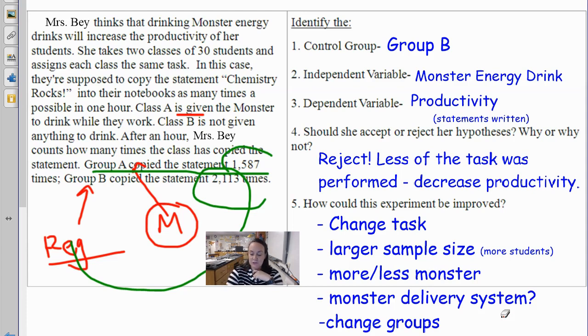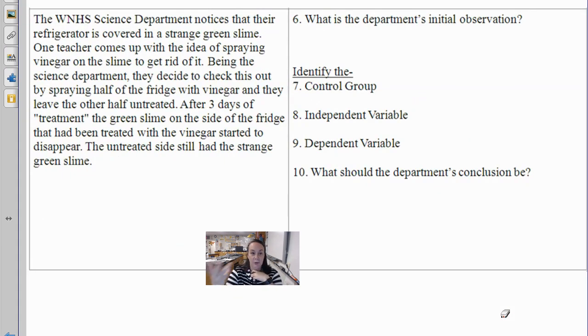Okay, so what you'll see for the rest of this is that you have a couple other case studies in here if you would like to practice. The key is either in your parent packet or it is uploaded below this lecture.